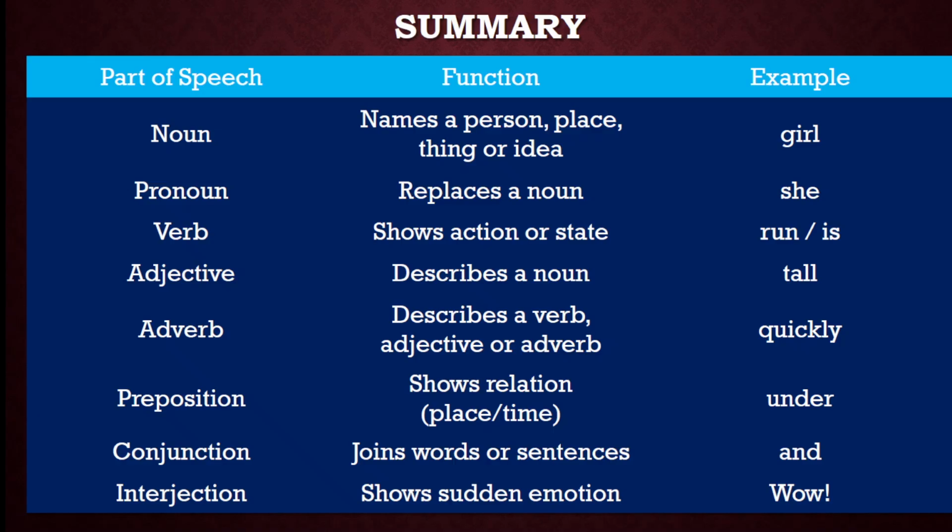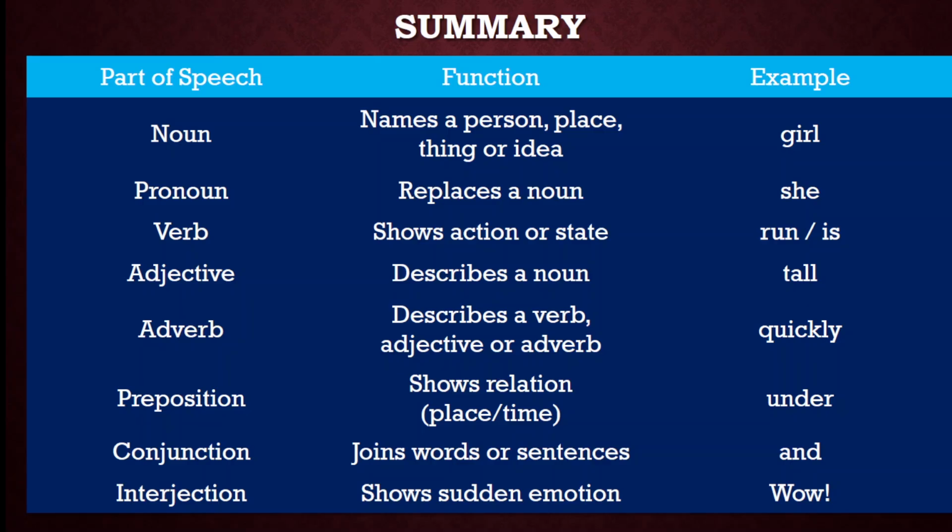We have a small summary box. As we studied, there are 8 parts of speech. Noun, that is a name of a person, place, thing, or idea. For example, girl. Pronoun replaces a noun. For example, she. Verb, that shows an action or state. Run, is, these are verbs. Adjective describes a noun. For example, tall. Adverb basically describes a verb, and also it describes adjective or adverb, that we'll discuss in the coming classes when we talk about adverb. For example, quickly.